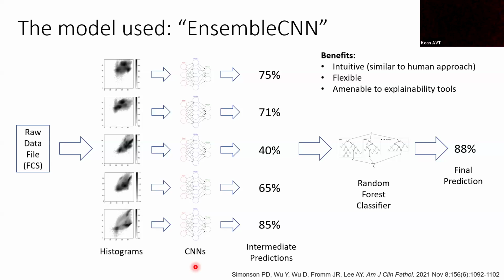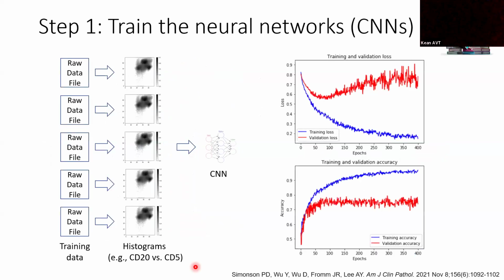Flexible in that we can also apply additional data to the random forest classifier if we want to, besides just those inputs. And it's amenable to the explainability tools, which I'll explain in a minute. Okay, so the first step is to train the neural networks.